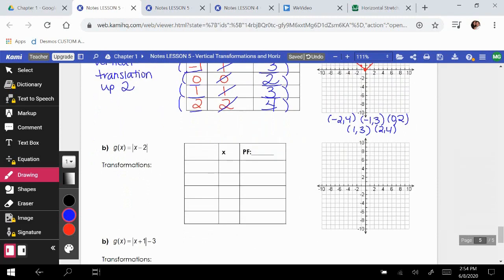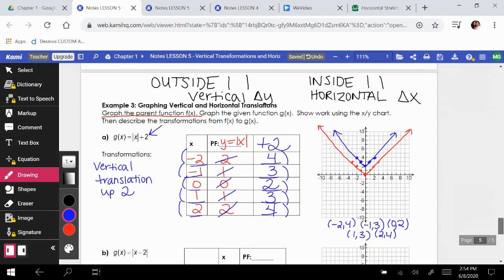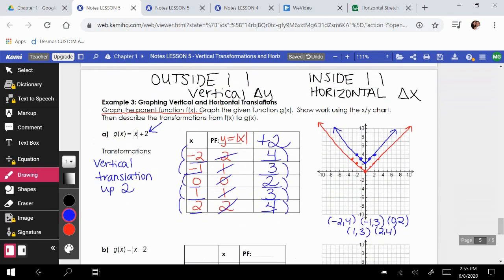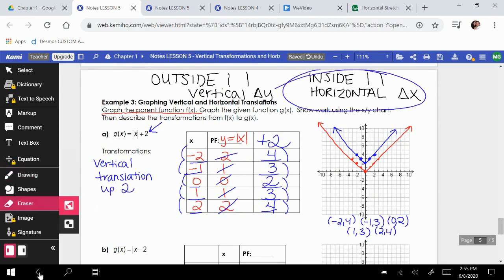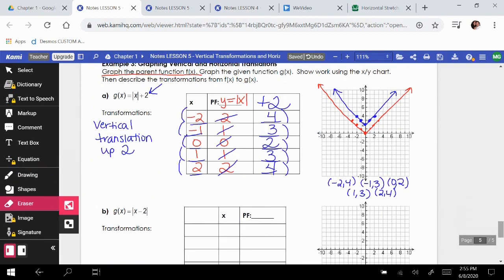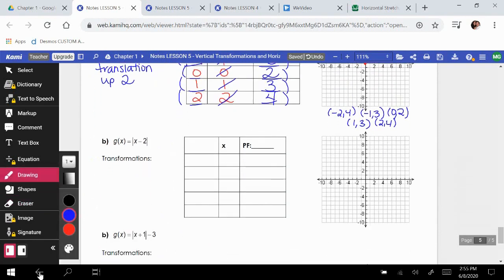Okay, what about this guy? Inside or outside? It's inside the absolute value. So is that going to be horizontal or vertical? Remember, inside is horizontal. So we're going to be changing our x values. Okay, so inside, I'm going to say that this is a horizontal translation.